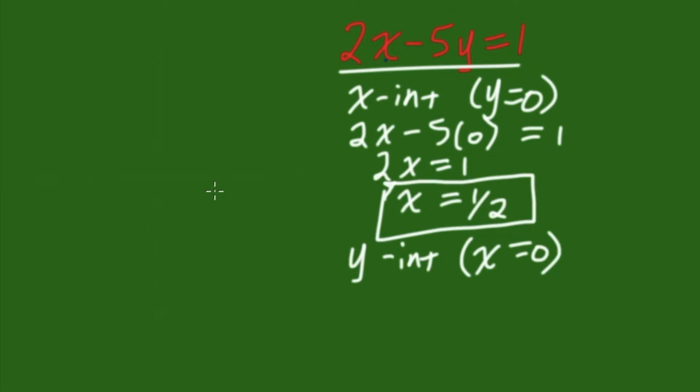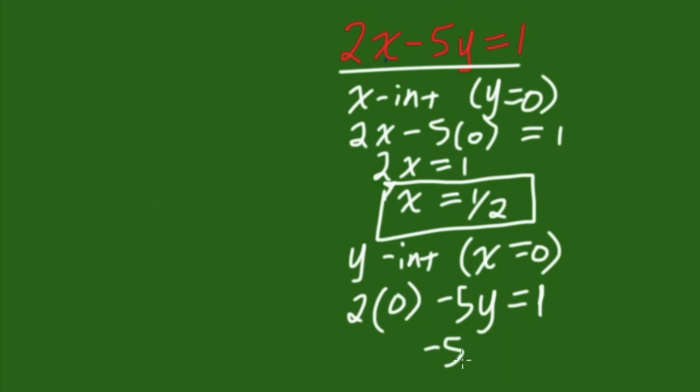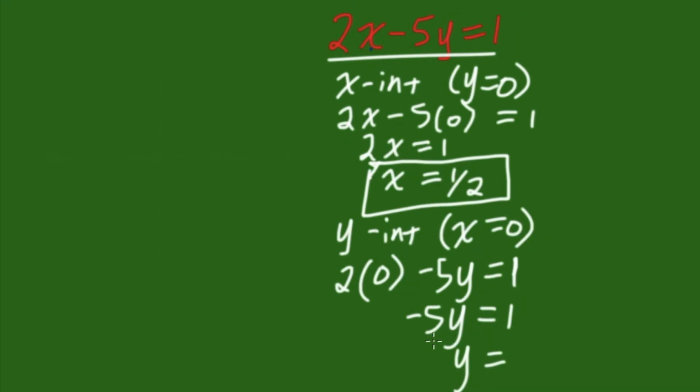Now let's find our y-intercept. To do that, we substitute x equals 0 into this equation, giving us 2, and now here's x, so x is now 0. And then we have minus 5y equals 1. 2 times 0 is 0, so we're just left with negative 5y equals 1. And if we divide both sides by negative 5, that gives us negative 1/5. We have now found our x-intercept to be 1/2 and our y-intercept to be negative 1/5.